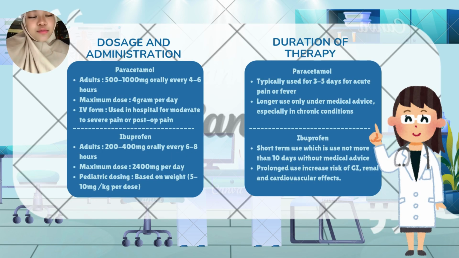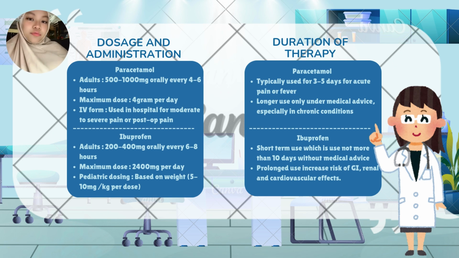After that, we can look into patient counseling points for both drugs, which are paracetamol and ibuprofen. First, let us look into dosage and administration. For paracetamol, the suitable dosage for adults is 500 to 1000 mg orally every 4 to 6 hours. The maximum dose of paracetamol is 4 grams per day. An IV form of paracetamol is often used in hospitals for moderate to severe pain or post-op pain.